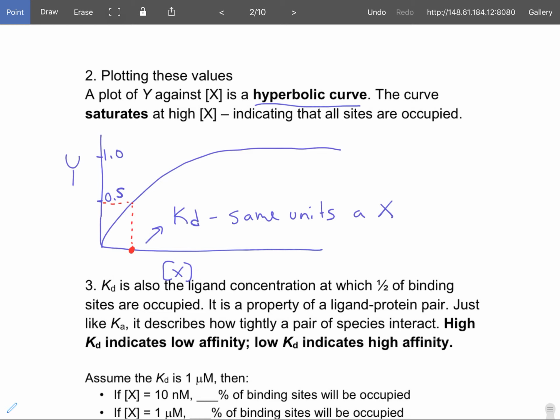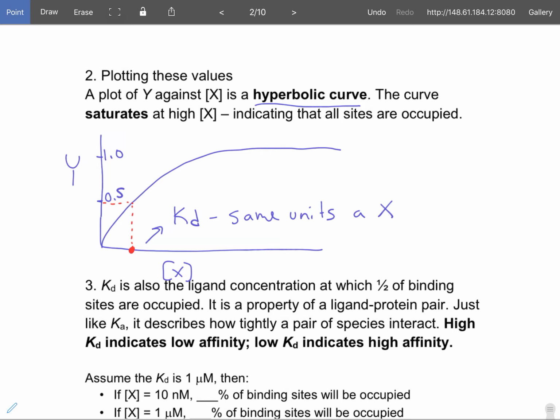Now, for those of you who remember, equilibrium constants don't technically have units. That is true, but we're defining Kd a little differently, and it very much has units. Kd will have units of concentration. So Kd is both this expression we saw on the previous page and this ligand concentration that gives us 50% occupancy.